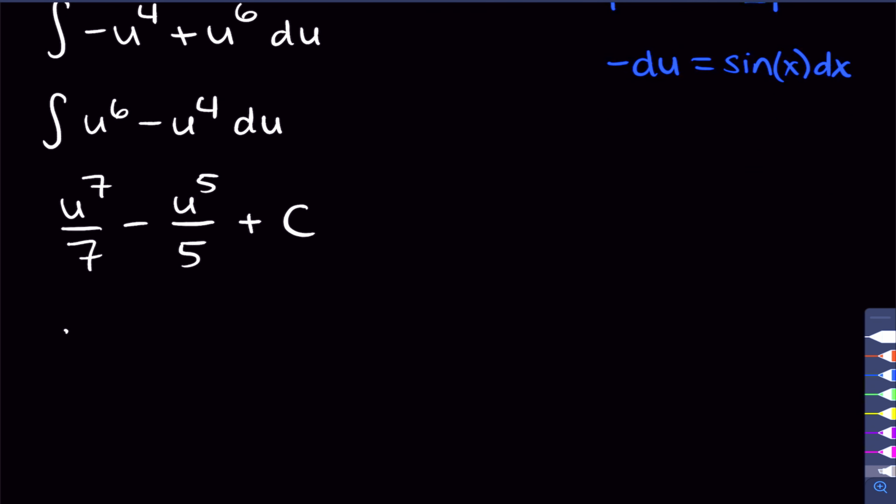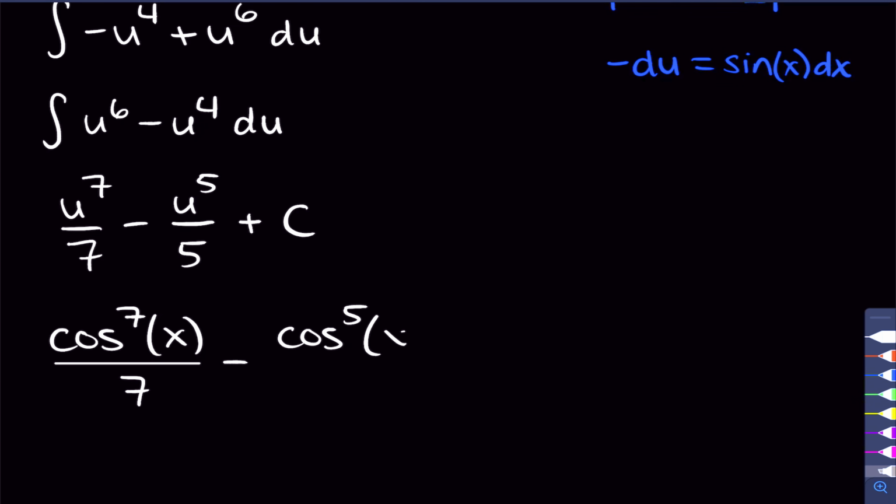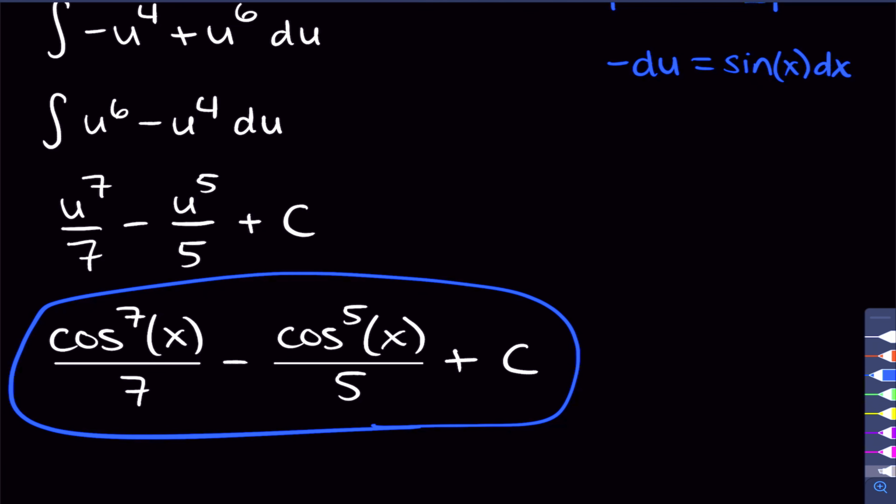And doing that, we're going to get, instead of u to the 7th, cosine to the 7th. That'll be over 7, minus, instead of u to the 5th, cosine to the 5th. That's over 5. And then we have plus c. And that is our answer for problem 2.